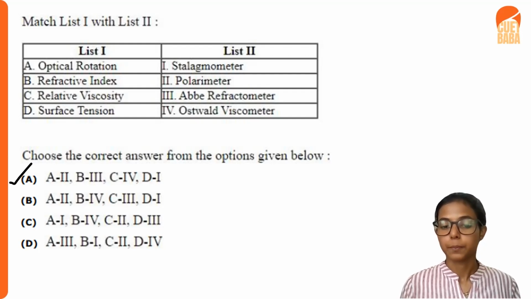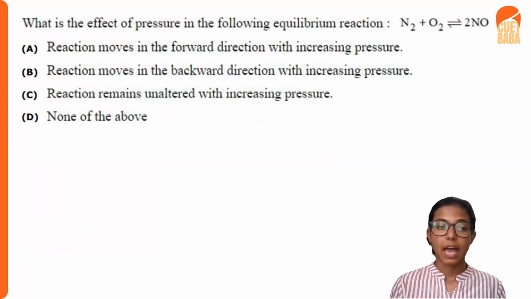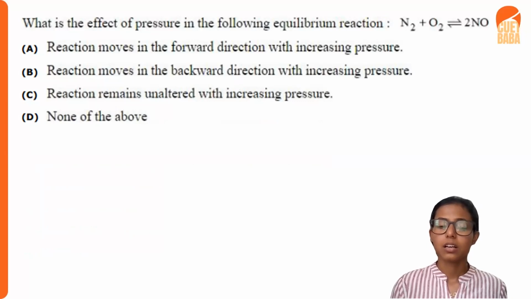Next question: what is the effect of pressure in the following equilibrium reaction? The reaction given is N2 plus O2 gives 2NO. What will be the effect of pressure on this reaction? Option A, the reaction moves in the forward direction with increasing pressure; B, the reaction moves in the backward direction with increasing pressure; C, the reaction remains unaltered with increasing pressure; and D, none of the above.